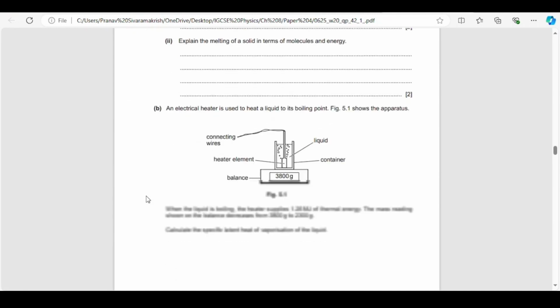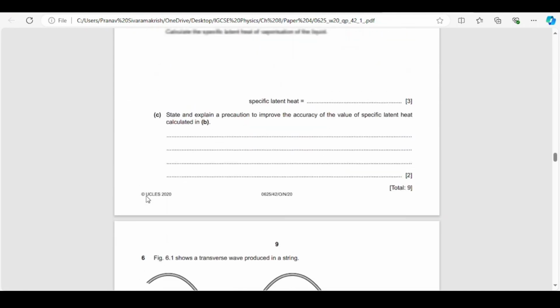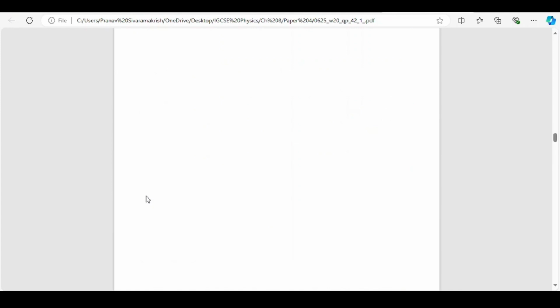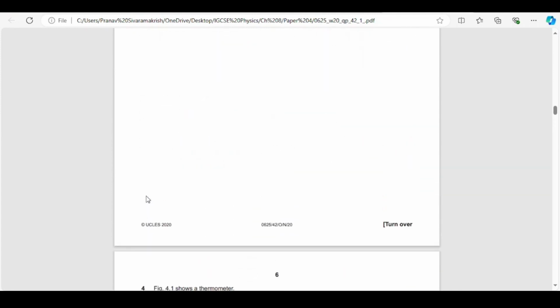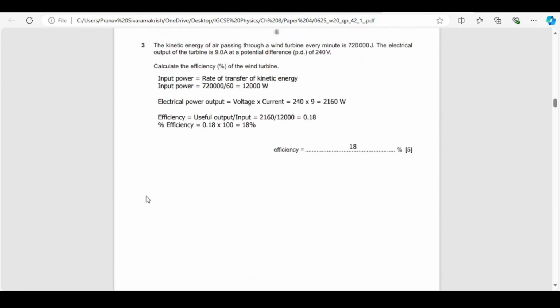I don't think there are more questions on work done and power. Looks like there's a lot of questions around thermal concepts. So yeah, that's the last of the questions we'll be looking at in this video today.